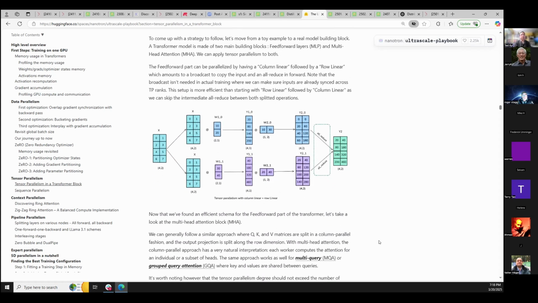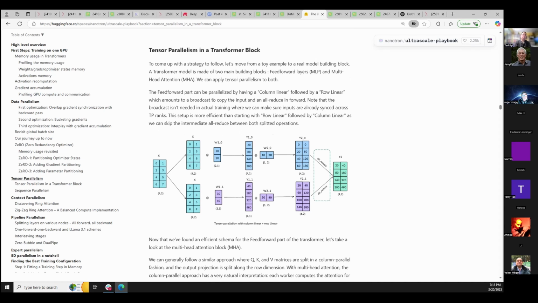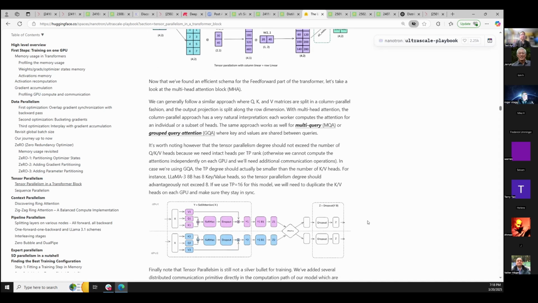So here they then go into a little bit of details and say, hey, for the transformer, this is the way that you would actually want to break things up. Sorry, may I ask a question about the previous one? Yeah, please.